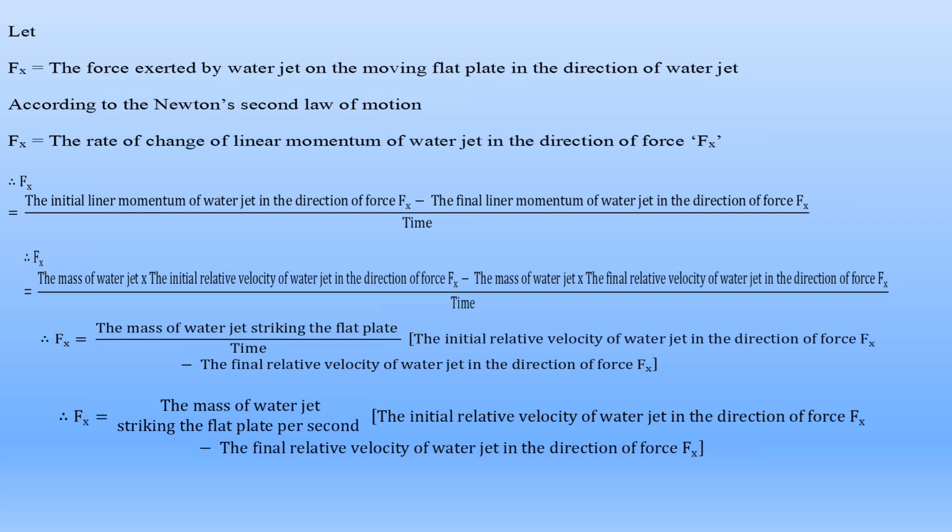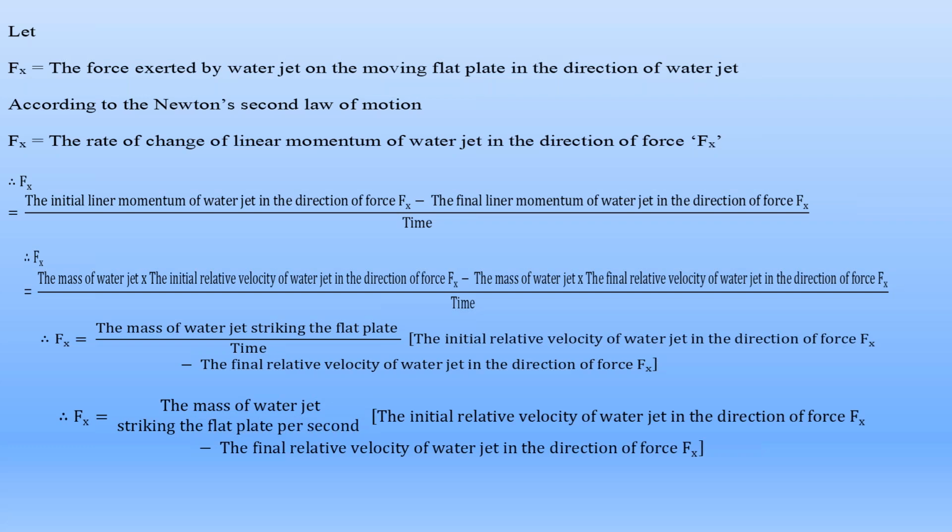In that diagram, in condition 1, I explained the diagram just now. In that diagram, the initial relative velocity of water jet is horizontal. It is along the x-axis. So the initial relative velocity of water jet in the direction of force Fx, VIRX, is equal to V minus U.